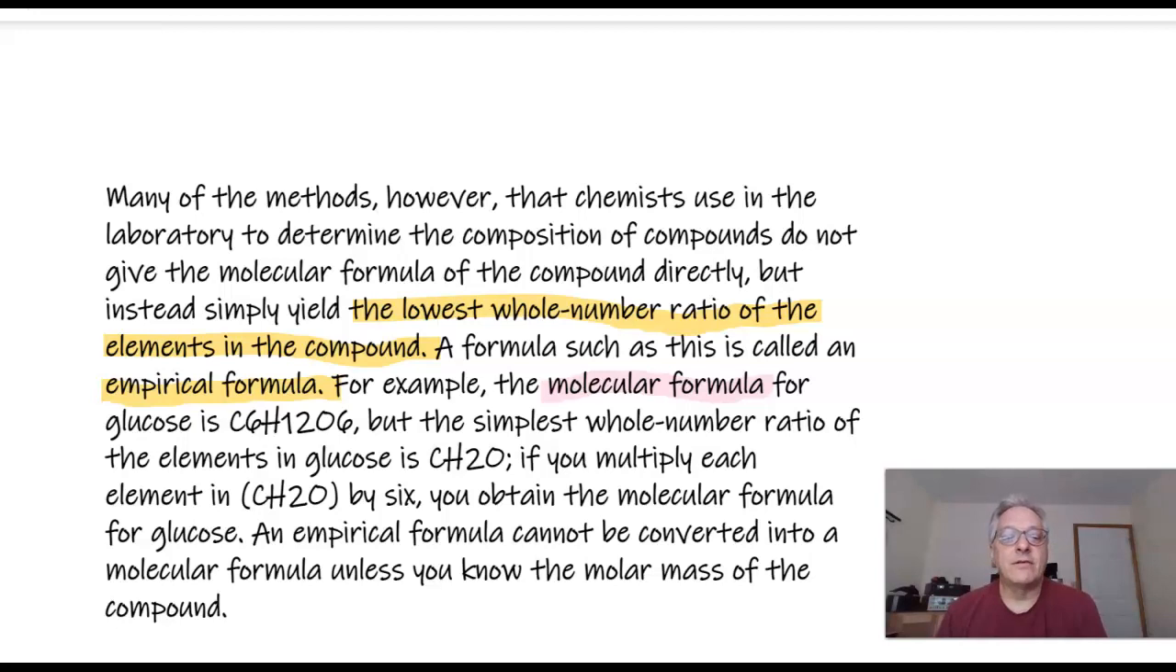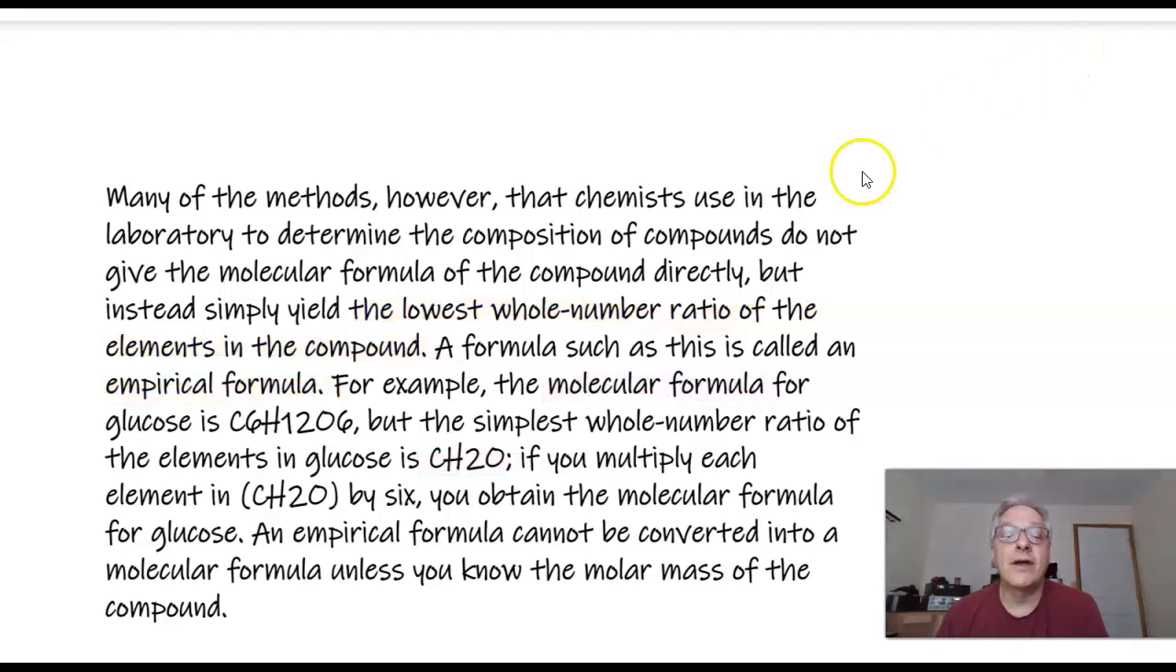For example, if I have glucose, C6H12O6, right here, you can see by the subscripts that those are not the smallest whole number ratios. I could divide that through by 6, and I come up with CH2O. Okay? This gives us the smallest whole number ratios.